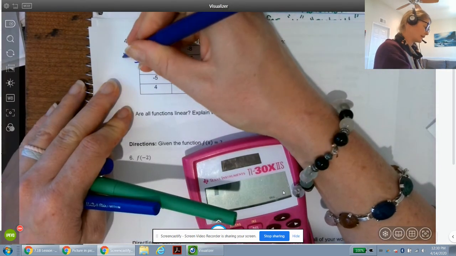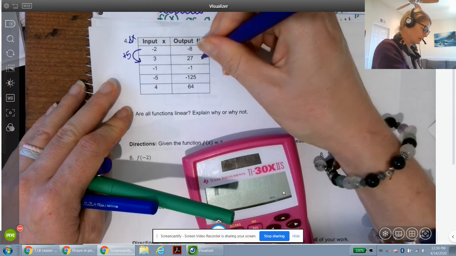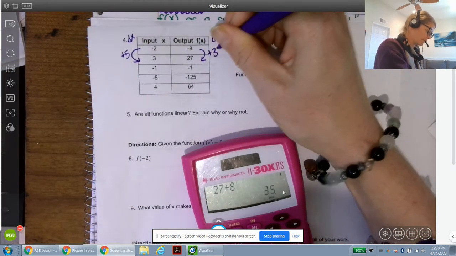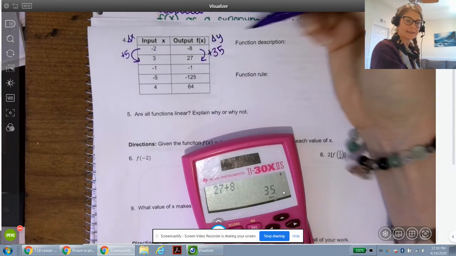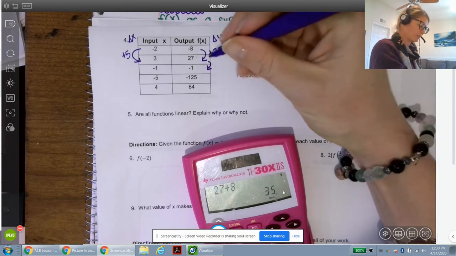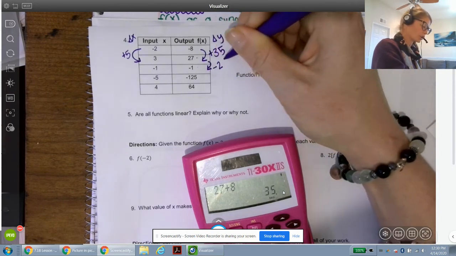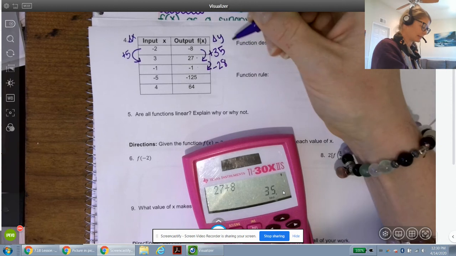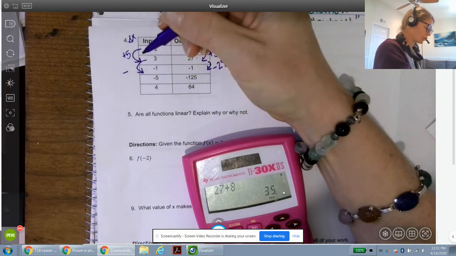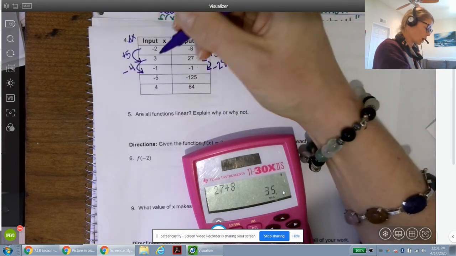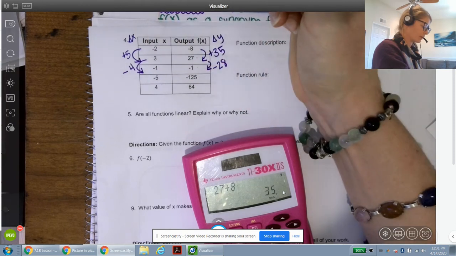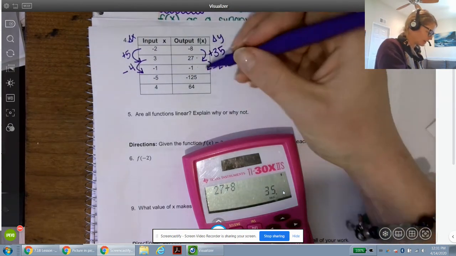-2 to 3, I would need to add 5. -8 to 27, I would need to add 35. So change in y over change in x, that's 7. Let's see if the next one's 7 as well. 27 to -1. Ooh, I'd have to subtract 28. So 3 to -1, well, I'd have to subtract 4. Okay, so -28 over -4. Well, that's still 7. That looks good.